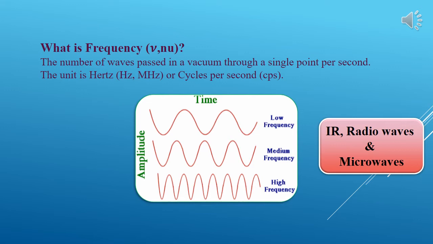And frequency is measured based on time. Per second, how many waves are passed, whereas wave number is based on distance. In 1 centimeter, how many waves are passed? More or less similar. Both are directly proportional to each other, wave number and frequency. But wave number is measured based on distance, whereas frequency is measured based on time. Higher radio waves and microwaves are measured with the unit frequency.